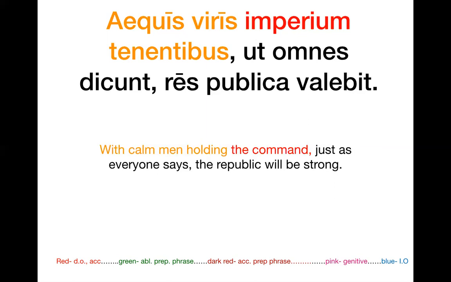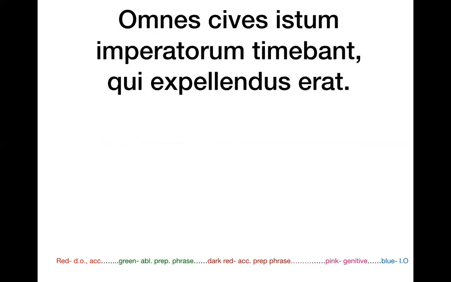Ut omnes dicant is weird. Just as everyone says, with Cicero holding the command, the republic will be strong. Valebit is the future tense of our favorite verb, valeo, valere, which we used to say goodbye. So now what, two more? Two more. We're just on a roll.